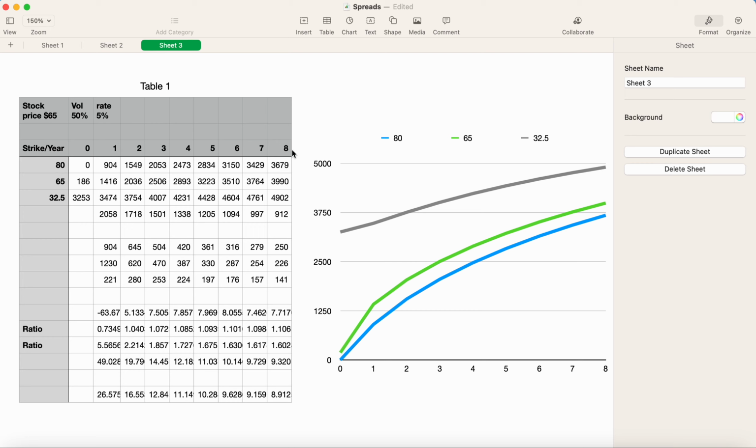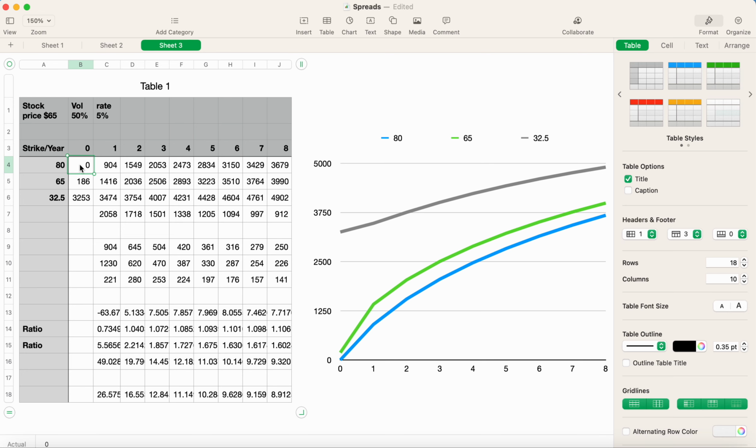The reason why I went farther out in the future is because it's going to help you understand how time really impacts the price of the calls over time. Okay, so there you have it. Here we have all the call prices for strikes at 3 different levels and farther out in the future.